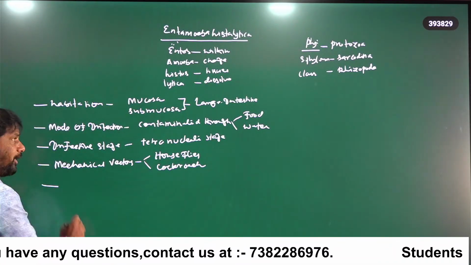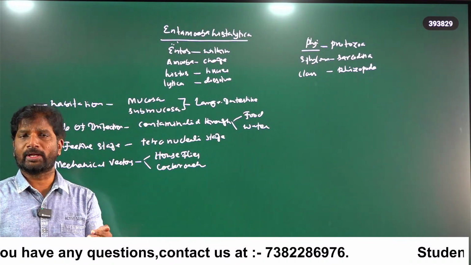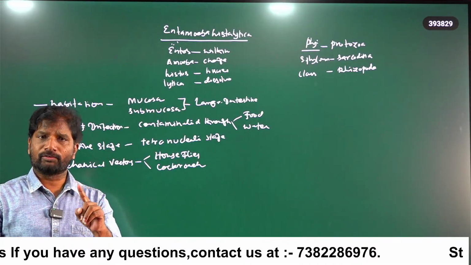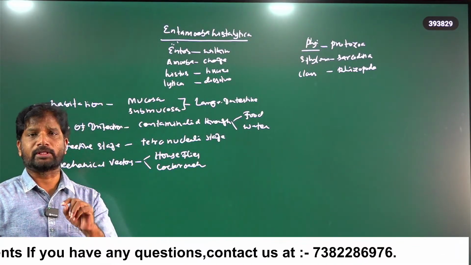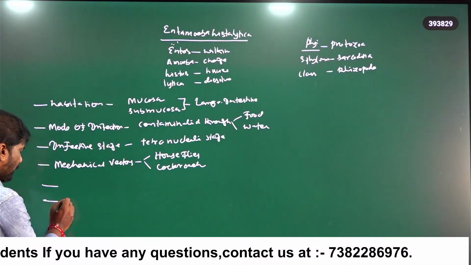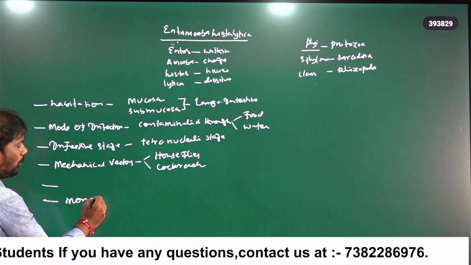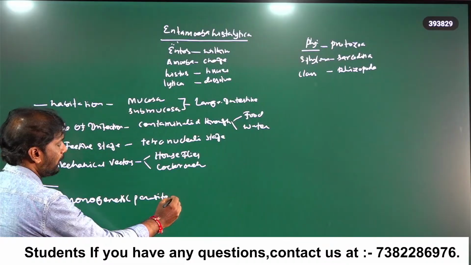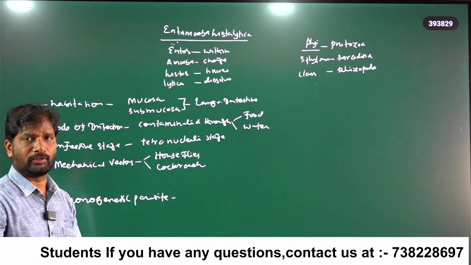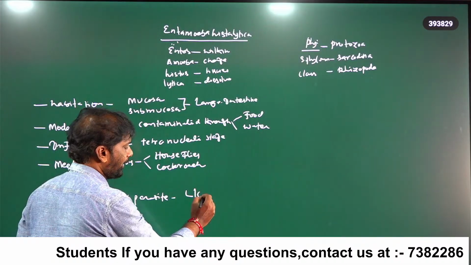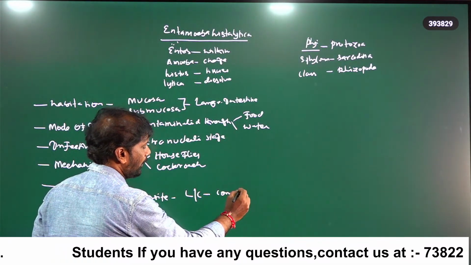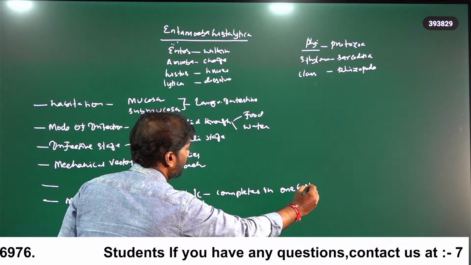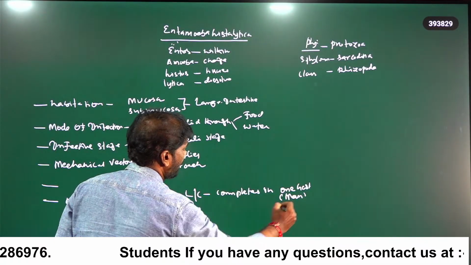Is it a digenetic parasite or a monogenetic parasite? The life cycle of Entamoeba completes in only one host, so that's why it is known as a monogenetic parasite. Monogenetic parasite means the life cycle of Entamoeba completes in one host only, especially man, that is the human.